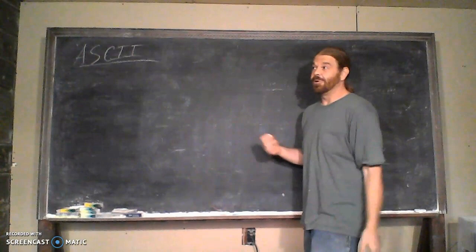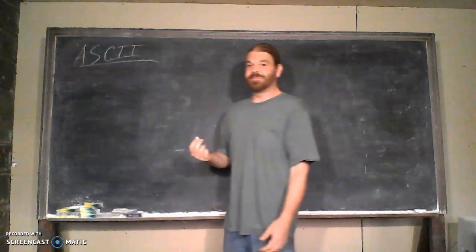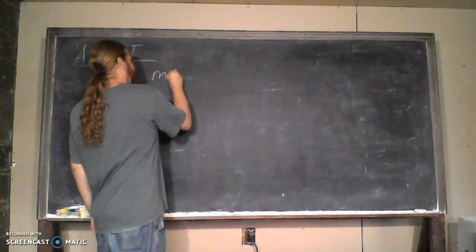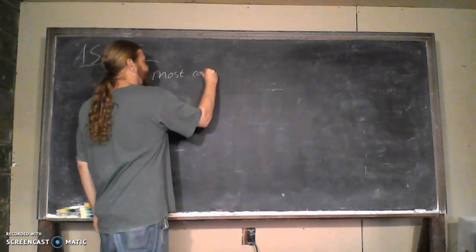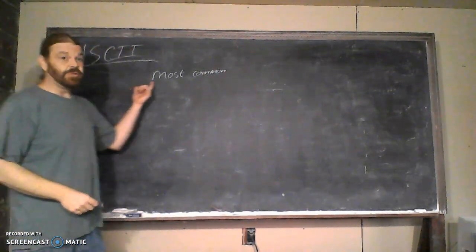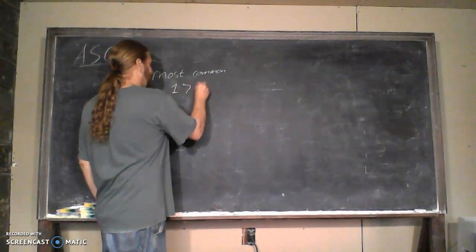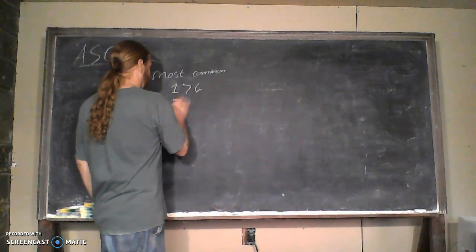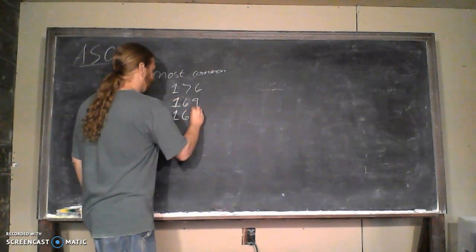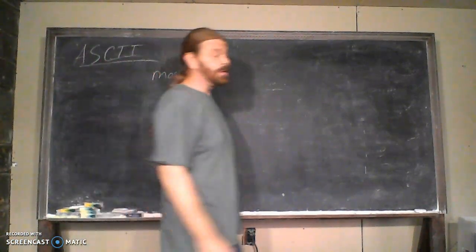So I started to look this up for the example here, but then I stopped myself and was like, well, that's not how I remember it. Why don't I just show you what I remember? I remember sets of numbers that I use a lot. In my mind, I have a set of numbers a little past what's in the chart in the book, the ones I use most often: 176, 169, and 167. Those are the three ASCII codes I use most often.